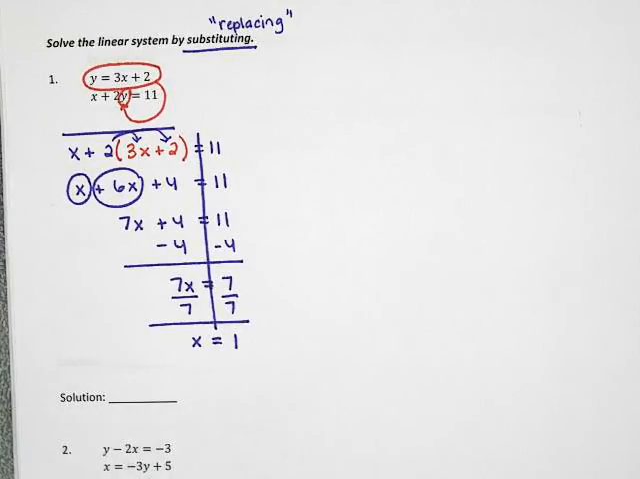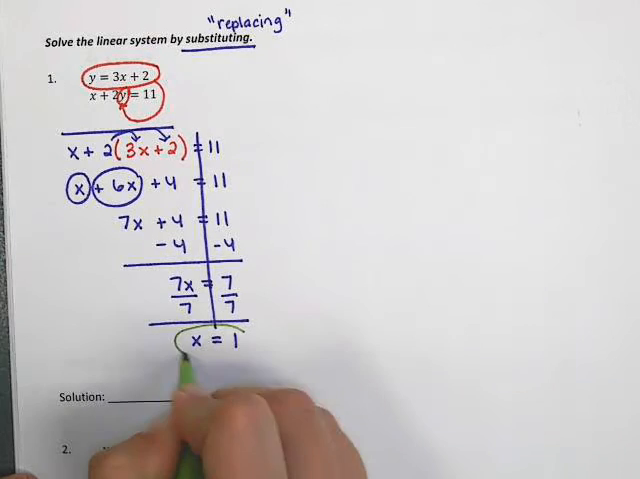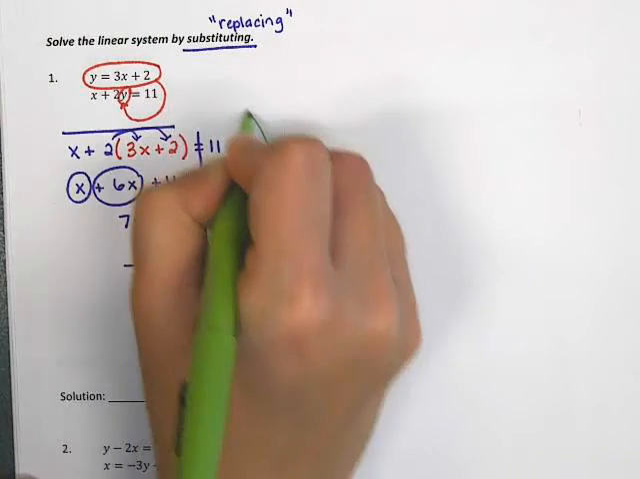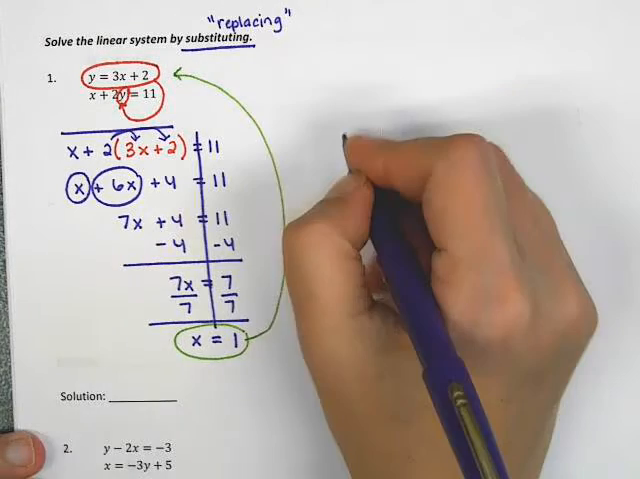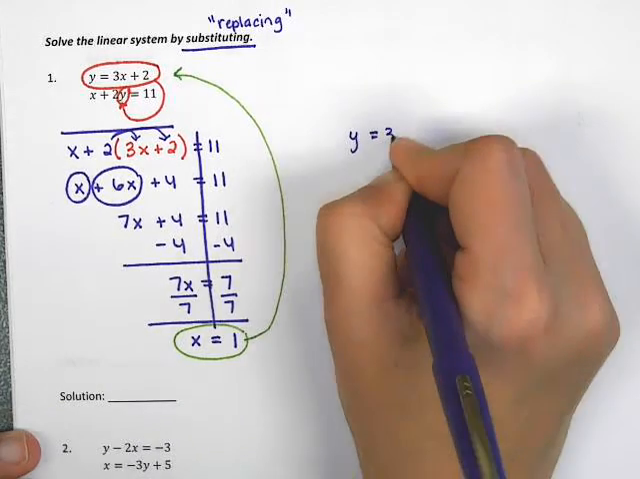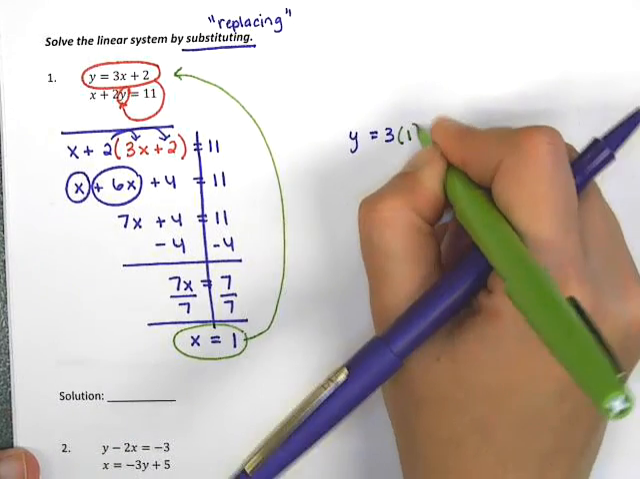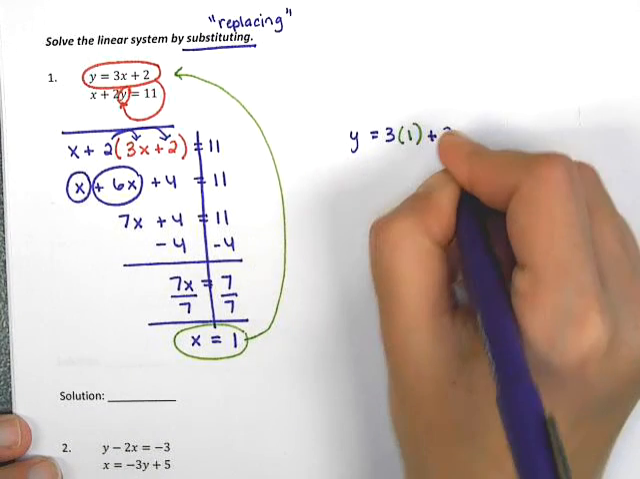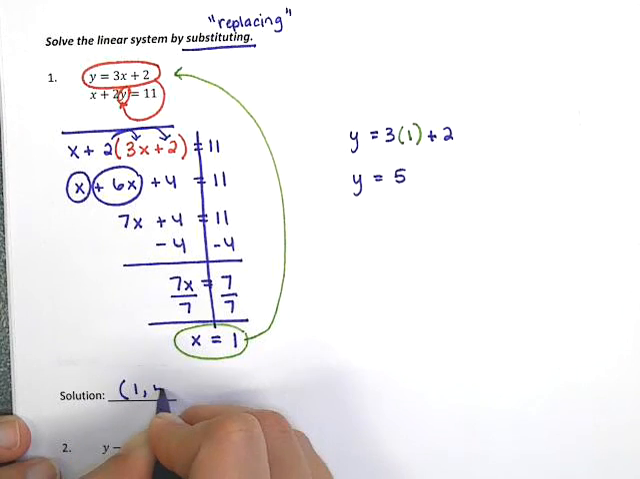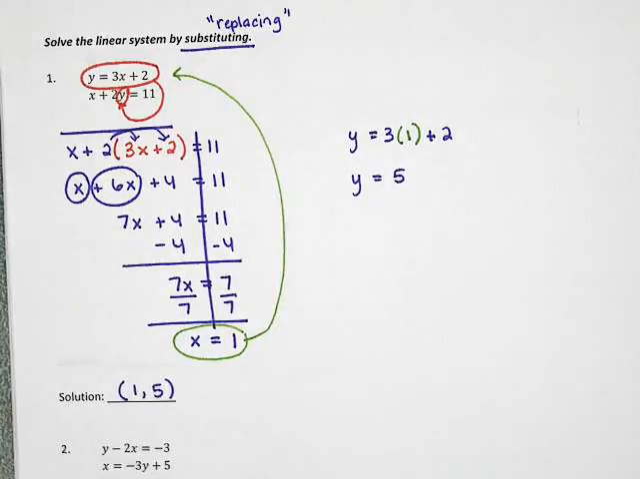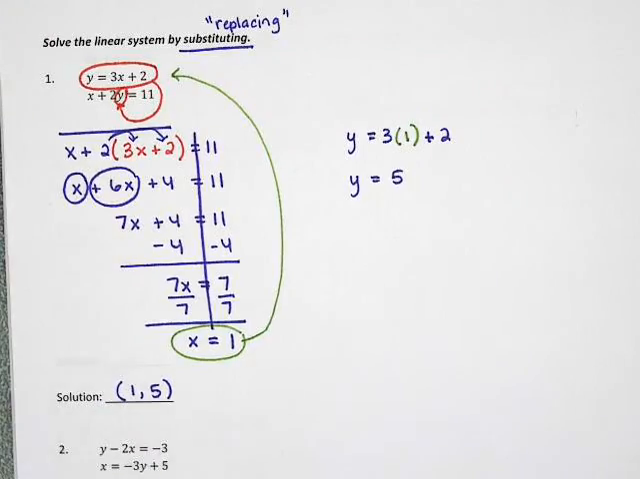After I have my x, I'm going to take this number and plug it into the original problem, and it doesn't matter which one, in order to find my y. So I'm going to have y equals 3, and then instead of the x, I'm going to plug in the number 1, plus 2. Now 3 plus 2 is 5, so my final answer here is 1, 5. Again, we know how to check our answer, so at the end of this problem, we could always take this x and this y and plug it in to check to see if it really was correct.